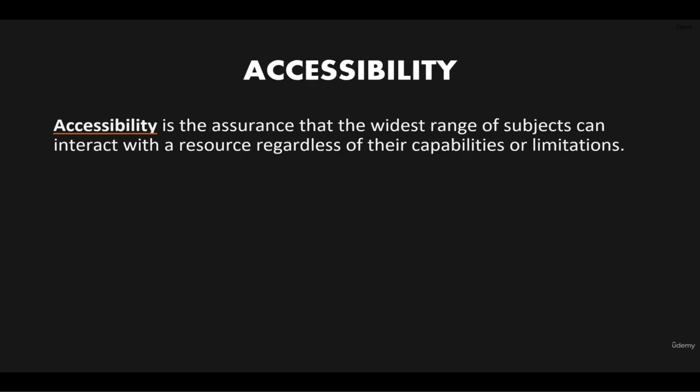Accessibility is very similar to availability with only a nuanced difference. Availability might mean that the web server is up, that it's powered on and the OS is running, but the web application has a bug, and for example, users can't perform a certain function.